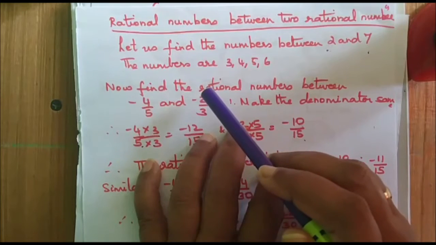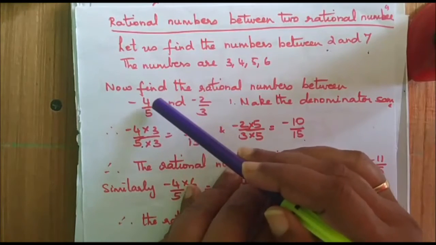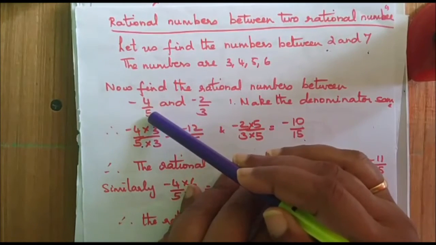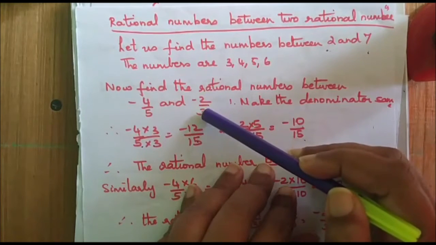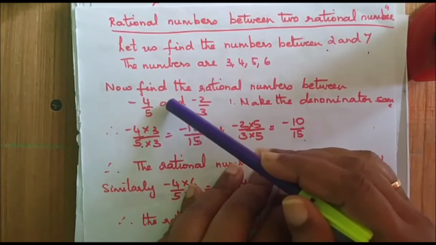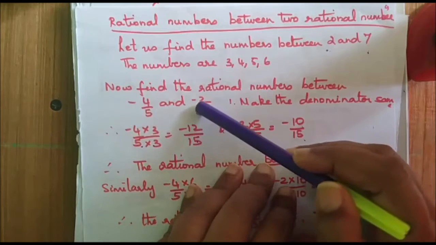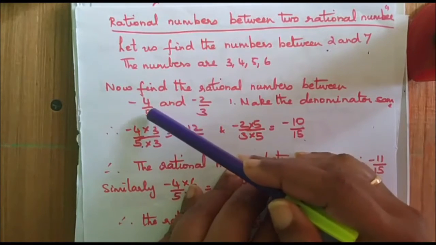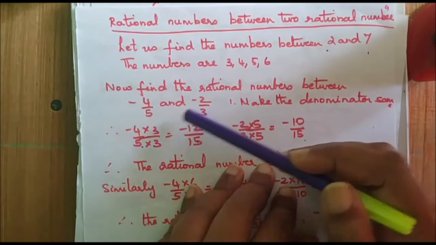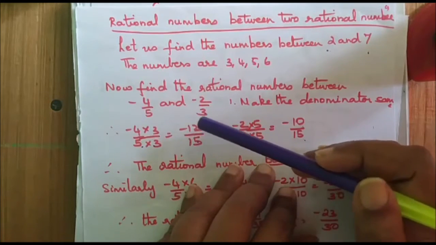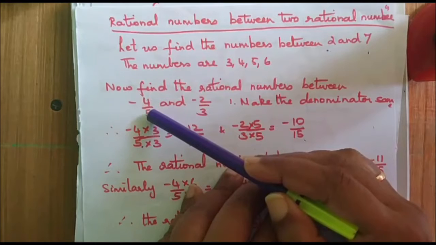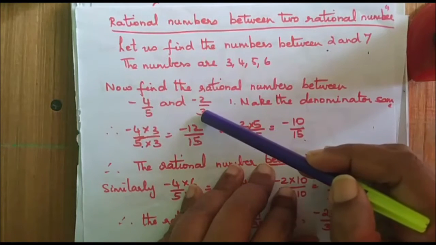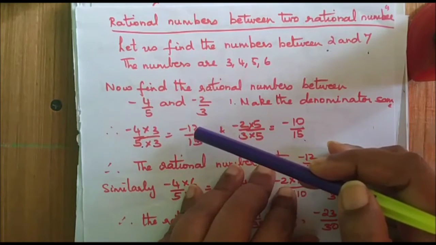Now how do you find it? Let us see. Now we are given two numbers -4 by 5 and -2 by 3. Now I am asked to find the rational numbers between these two given rational numbers. What should we do first? We should make both the denominators have the same number. That is, -4 by 5 and -2 by 3 should have the same denominator.